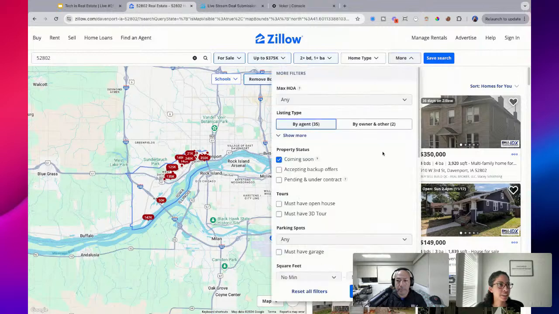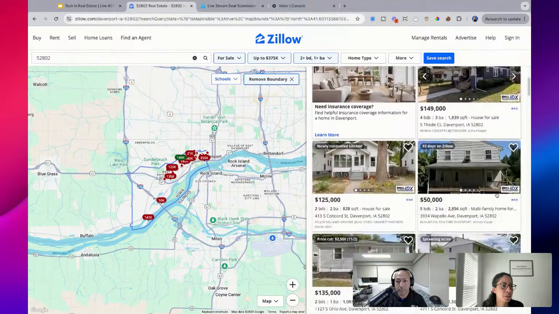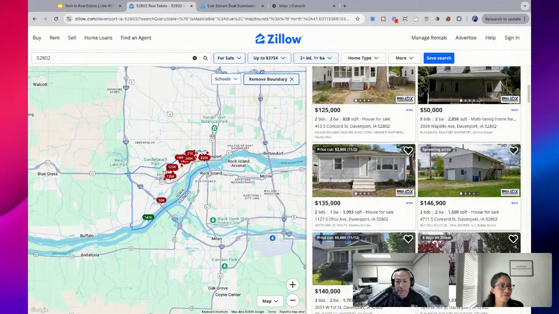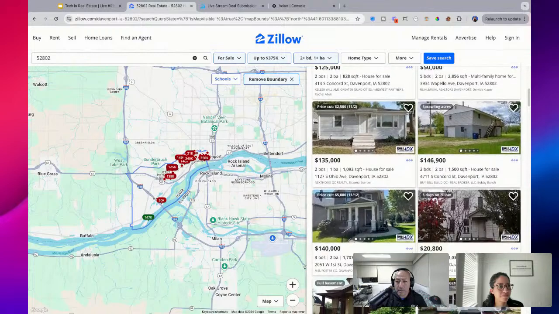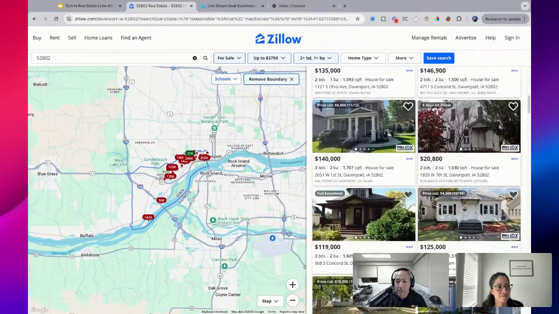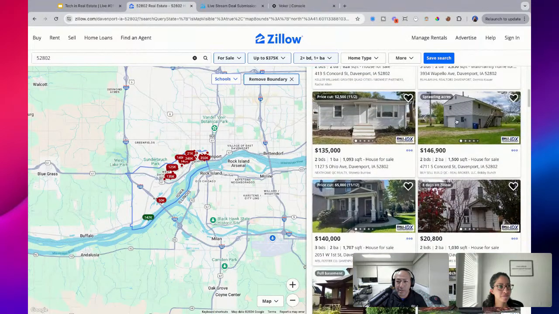All right, so I'm going to reset these filters. Or actually, I'll leave these filters for now because this is still underneath 375K. So, Mark, of these photos of these properties, are any of them standing out to you if you were to first land on this page and start to browse this market? Let's see. Let's go with the one above. I think 146. I want to take a look at that one. I think one above that.